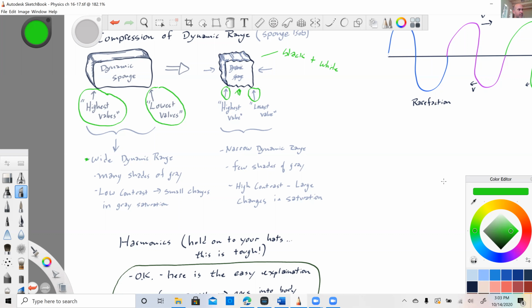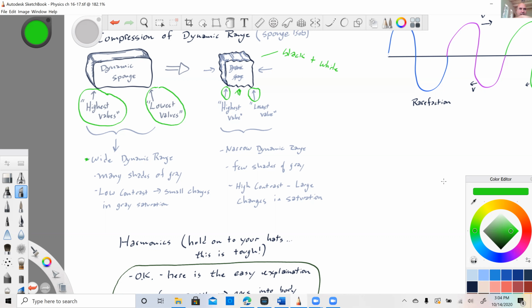So wide dynamic range means many shades of gray. A grayscale image that contains many shades of gray has the widest dynamic range. Images that display many shades of gray are also low contrast. And I guess the question is whether that's good or bad. Like I said, you just want to be in the middle. Why would you want to be at either end?